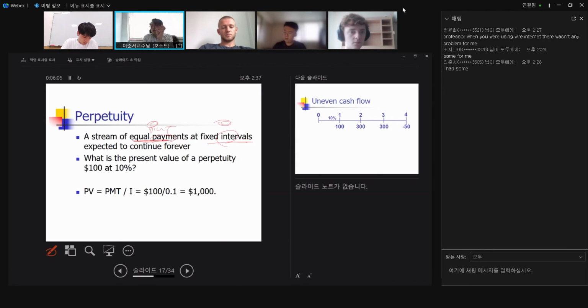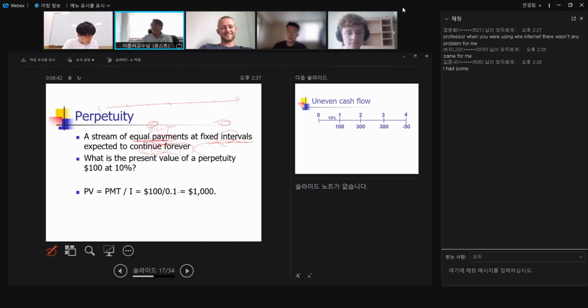The number of periods is specified, but perpetuity is what? It continues forever, right? So we can receive the $100 today, we can receive it 1 year later, 2 years later, 3 years later, 4, 5, 6 years later, 100 years later, 1,000 years, 1 million, forever, right? We can receive the payment forever. So is this possible? Yes, it's possible in real life.